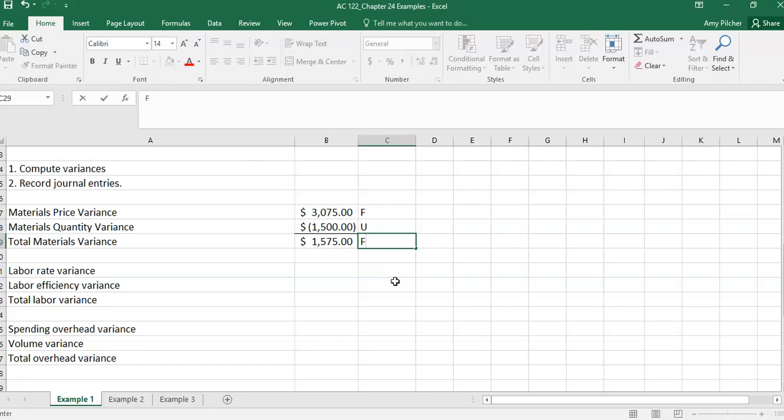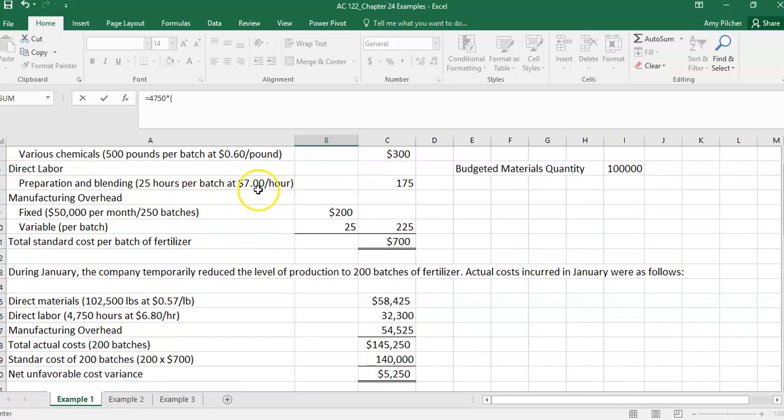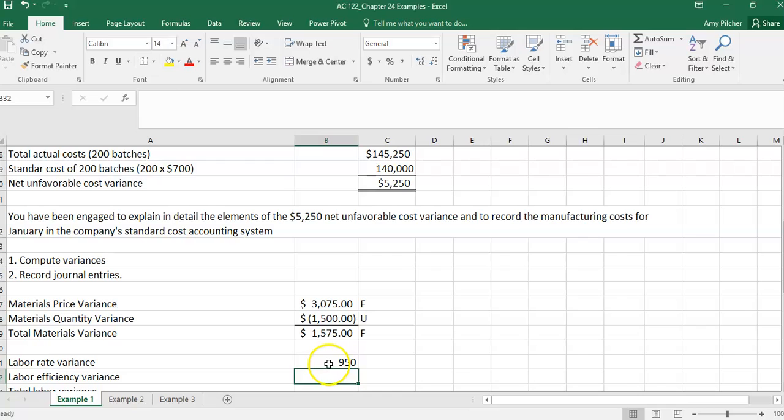Our labor rate variance and efficiency variance are calculated very similarly. So our labor rate variance looks at what did we actually pay versus what did we budget to pay. So we take our actual direct labor hours. We have up here that direct labor actual hours were 4,750. Then we look at the difference between what we budgeted and what we paid per hour. So we budgeted direct labor at $7 per hour, but we actually paid $6.80 per hour. So we have a $950 labor rate variance. Because we paid 20 cents less per hour than we had budgeted, this is a favorable variance.